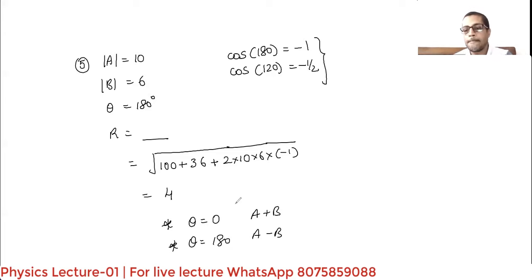Understood? Yes, sir. One final question before we close today's class. Suppose there is a vector A which has the same magnitude as vector B, and when you add them, the resultant is also found to be of the same magnitude. If magnitude of A is equal to magnitude of B is equal to magnitude of R, then what can be the angle between A and B?